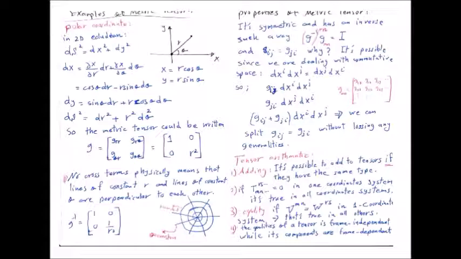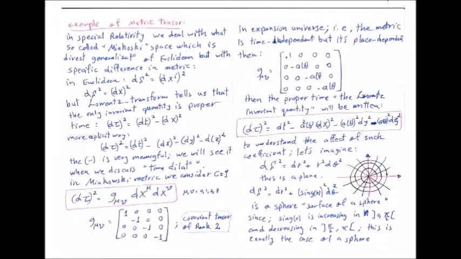A very interesting example of a metric tensor is the Minkowski metric tensor. In special relativity, we deal with what's called Minkowski space, which is a natural generalization of Euclidean space, but with a very important difference in the metric. In Euclidean space, we take the metric as ds² = dx1² + dx2² + dx3² and so on.